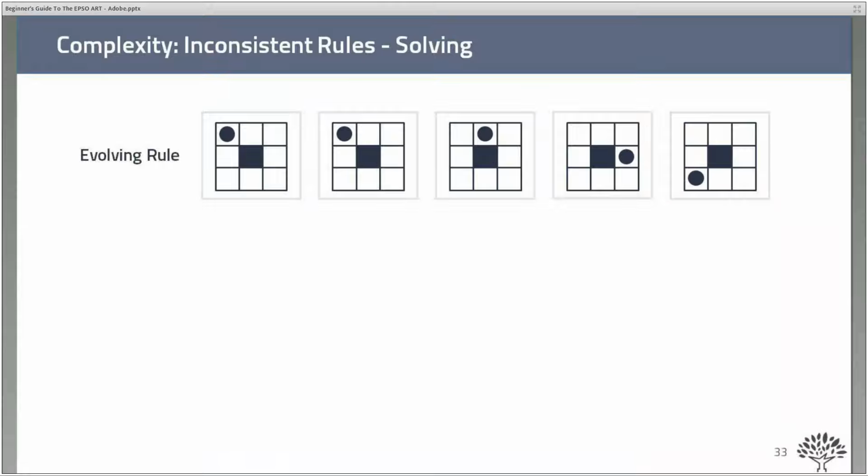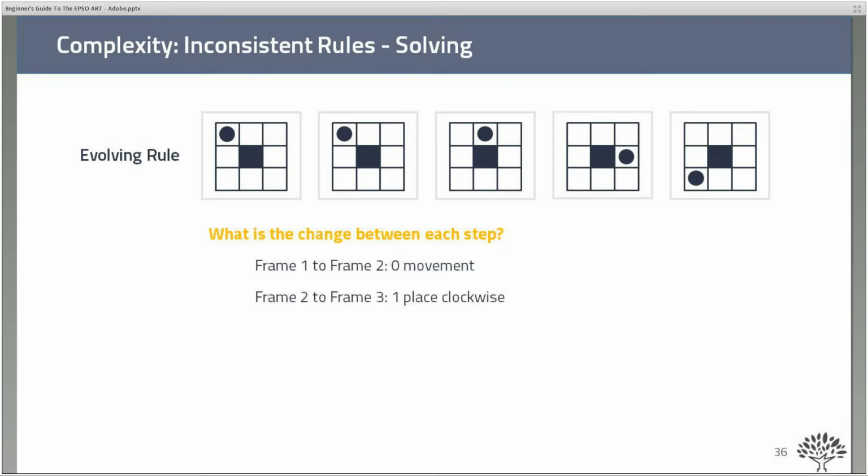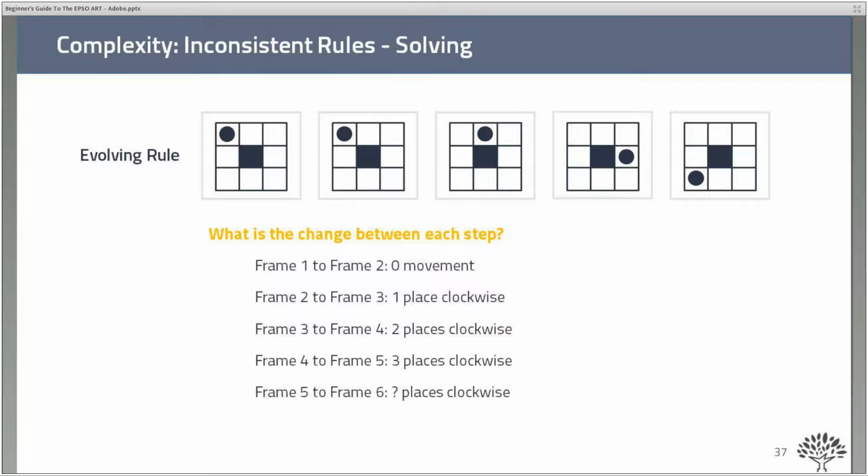Well, one thing I like to do is look at what the change is, try and describe it. So here, what's happening in the first step? From frame 1 to frame 2, there's no movement whatsoever. Now look at frame 2 to frame 3, and it moves one place clockwise. And you can carry on filling it in like this, and you see a pattern emerges. So now you know that it's going to move 4 places clockwise to get to frame 6, which is your answer. Now these can be extra sneaky because sometimes they can evolve and change direction.